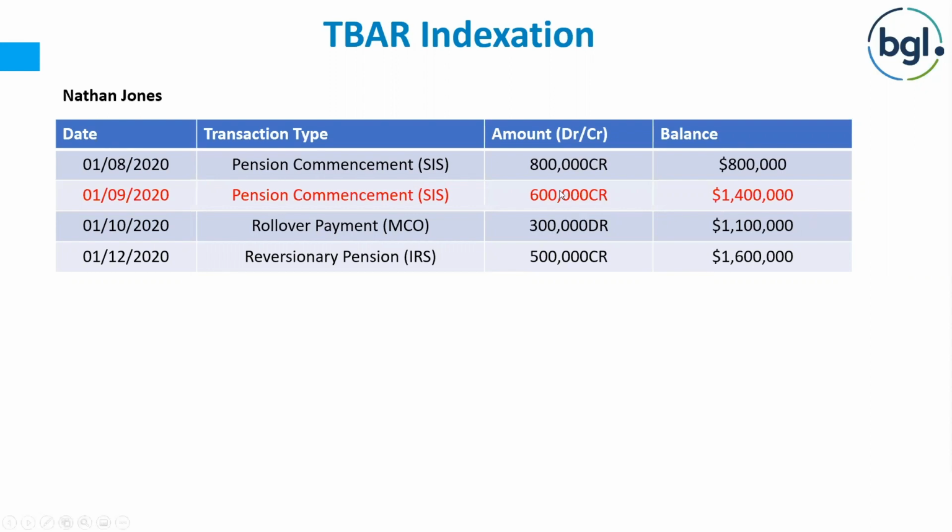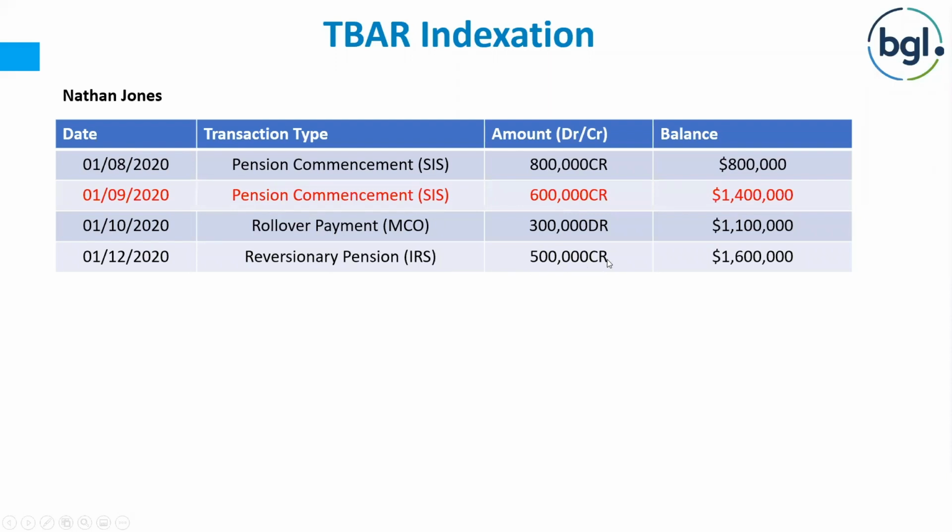Then on the 1st of October, he's done a commutation or a lump sum payout for 300K. So hence the debit. And just on the right-hand column, you've got the running balance. And finally, on the 1st of December, he was the reversionary beneficiary of a death benefit payment of 500K as well.